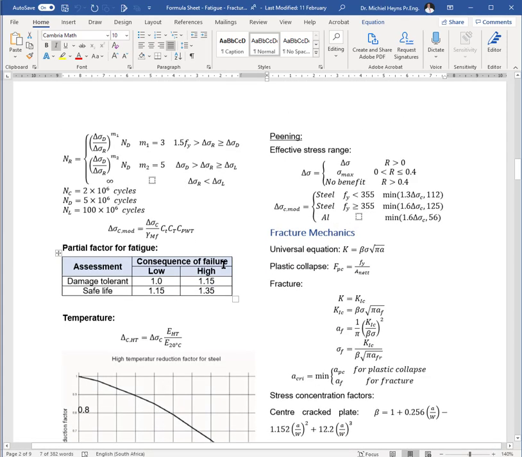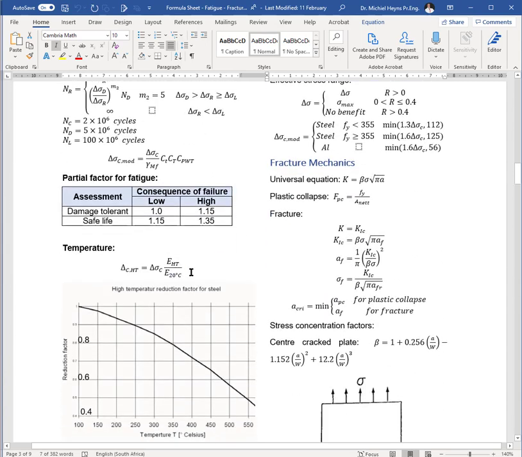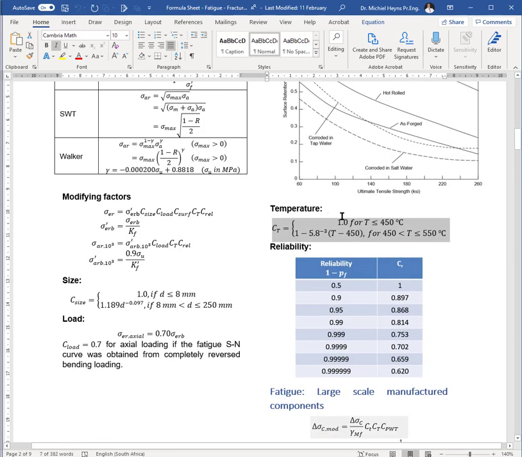You can also use this modification reduction factor for temperature, where you take this curve, which comes from the International Institute of Welding. That's a modification factor for steel, and they base it on the sensitivity of the modulus of elasticity to temperature. So if you can calculate, according to them, the modulus of elasticity at an elevated temperature versus that at 20 degrees Celsius, that will give you your reduction factor for temperature. In this case, we use this formula here.